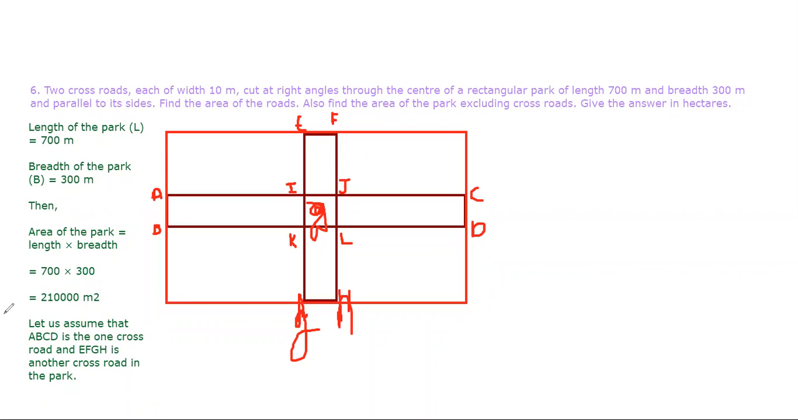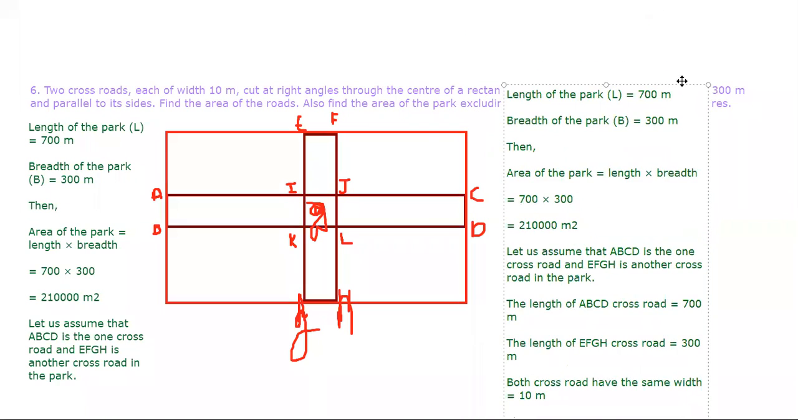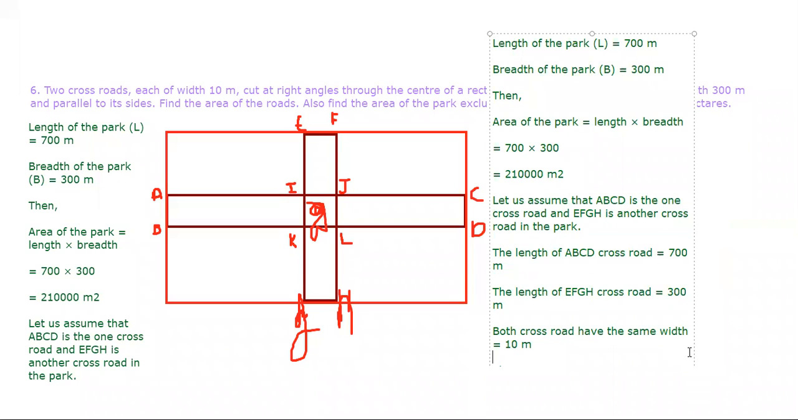So now let us assume that ABCD is one crossroad and EFGH is another crossroad in the park. As you can see in the figure, the length of one crossroad will be 700 and the length of the other crossroad will be 300. Why is it so? Let me clear that question of yours as well.